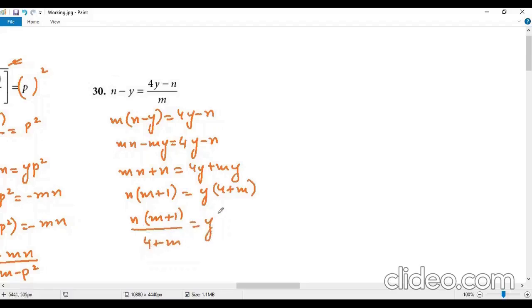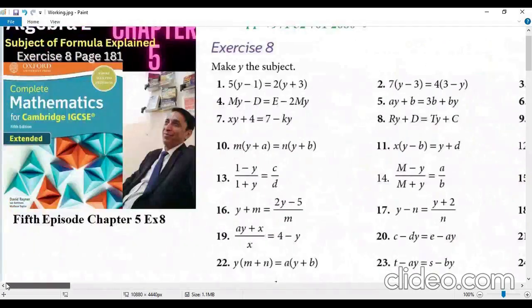This is the last question from this exercise. Only one exercise remaining. Soon after this I'll be uploading, and in that exercise we'll be discussing exercise 9, which is the last of this subject of the formula. And next is going to be variations, in which I'll be discussing direct variation and inverse variation, and there are so many word problems in exercise 9.